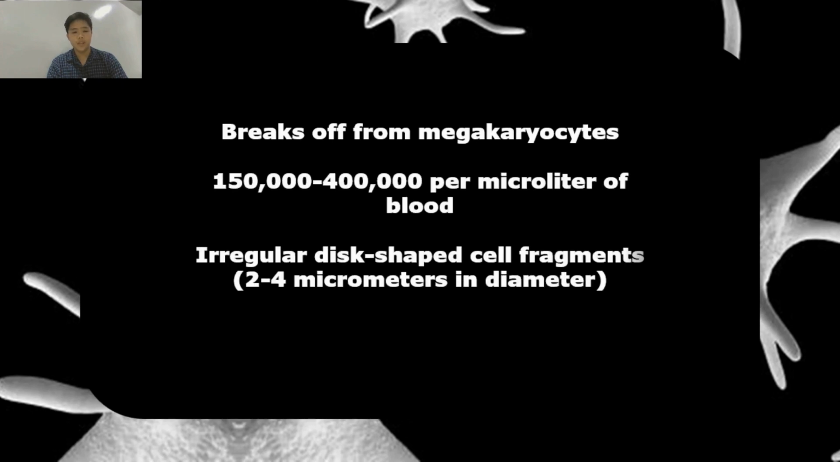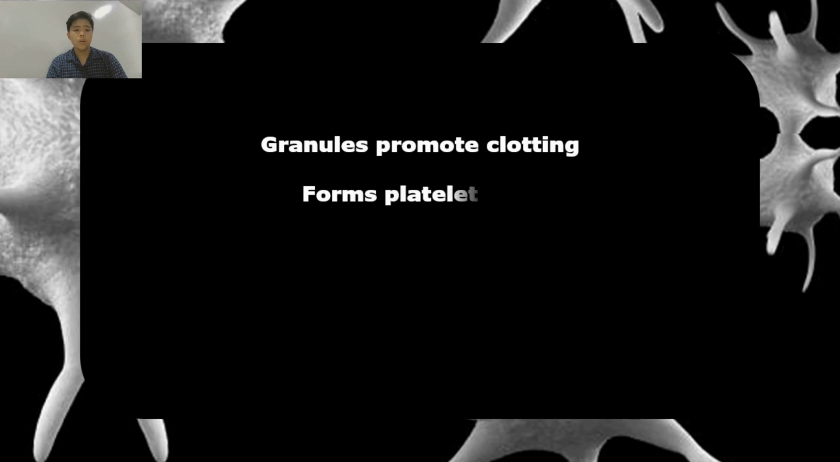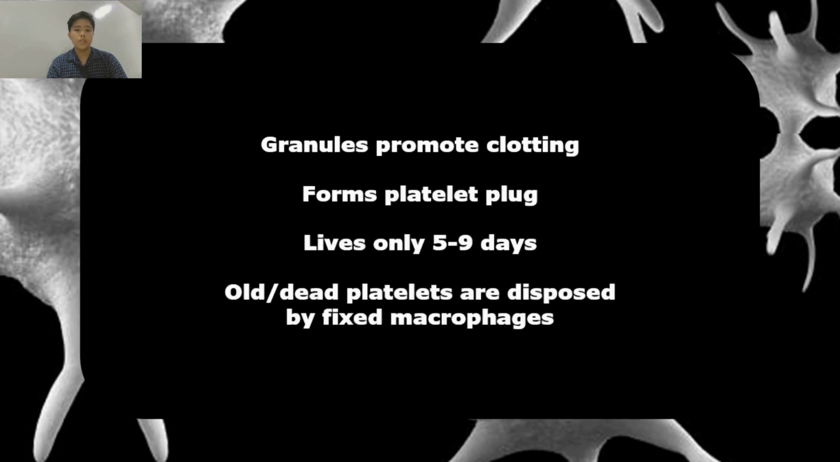PLTs break off from megakaryocytes, which become irregular dish-shaped cell fragments, around 2 to 4 micrometers in diameter, very small. They have many vesicles but no nucleus, and they are around 150,000 to 400,000 per microliter of blood. That is a lot. Now their granules promote clotting, which then forms a platelet plug, which blocks off the circulation of blood in order to stop bleeding whenever we damage our body.